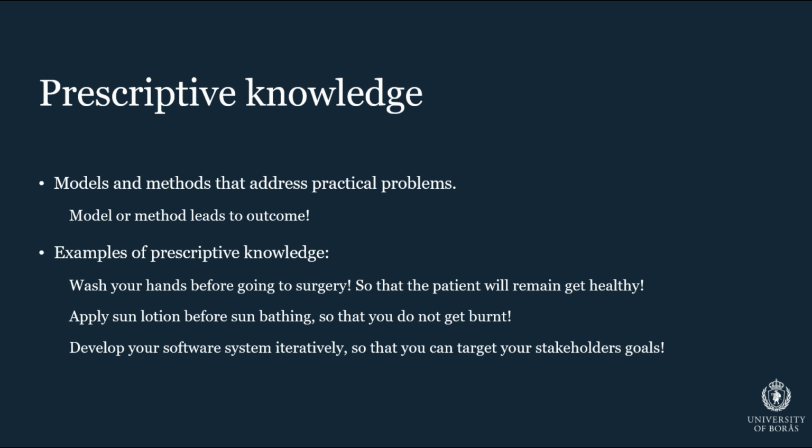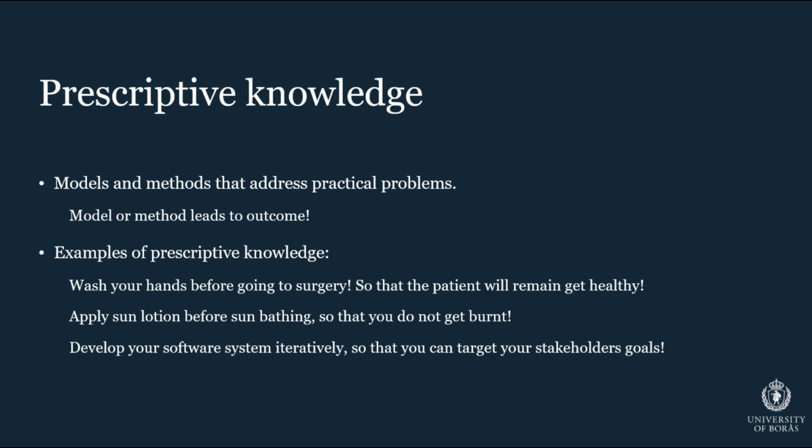Prescriptive knowledge includes models and methods designed to address practical problems. Prescriptive models serve as blueprints for developing artifacts, while methods provide guidelines and procedures to help people work systematically when solving problems. Prescriptive models and methods have two parts. The first part is a model or method itself. The second part is a statement about a positive outcome from using the model or method.